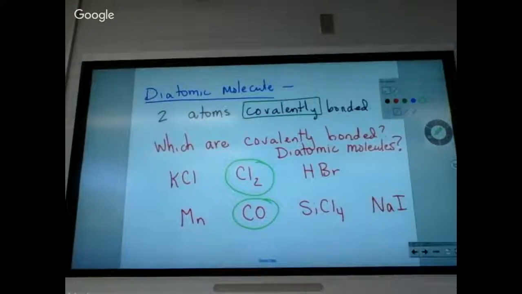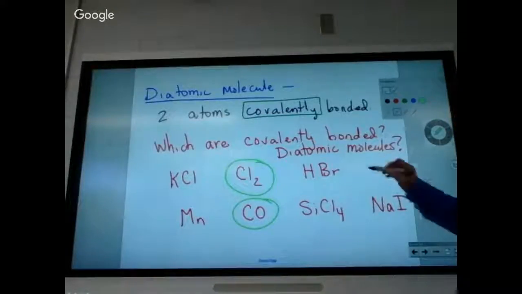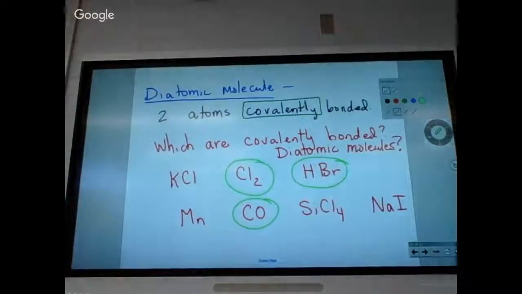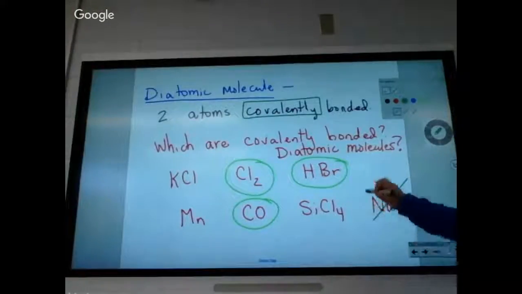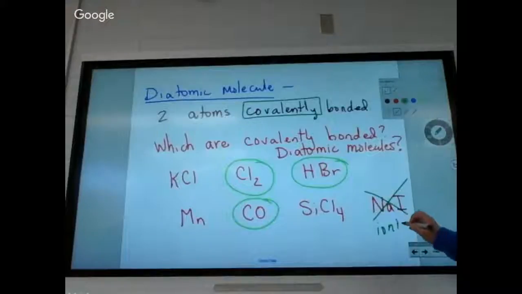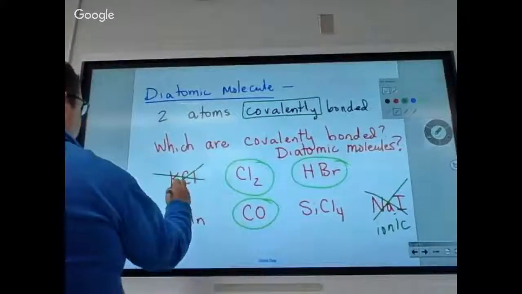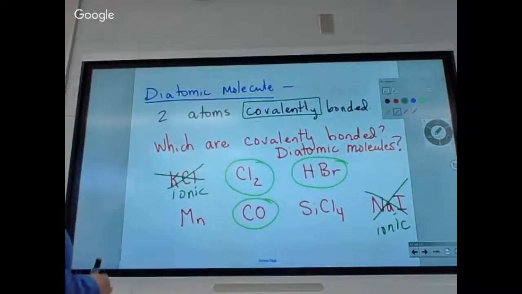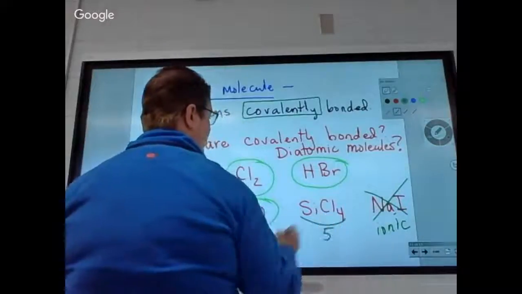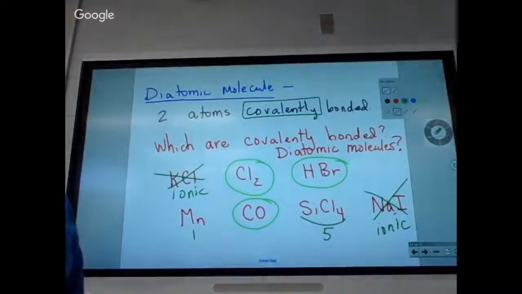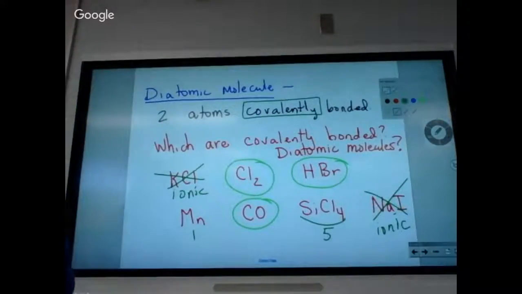All right, is there anybody else up there who fits? HBr? All right, HBr is both nonmetals, and there's only two of them. All right, anybody else? No. Okay, NaI is ionic. So even though it's diatomic, it's ionic. That's why it's out. KCl is ionic. So it's out. This one has 5 atoms. That's why it's out. This one only had 1. That's why it's out. Is everybody okay with why the other ones were disqualified? What?